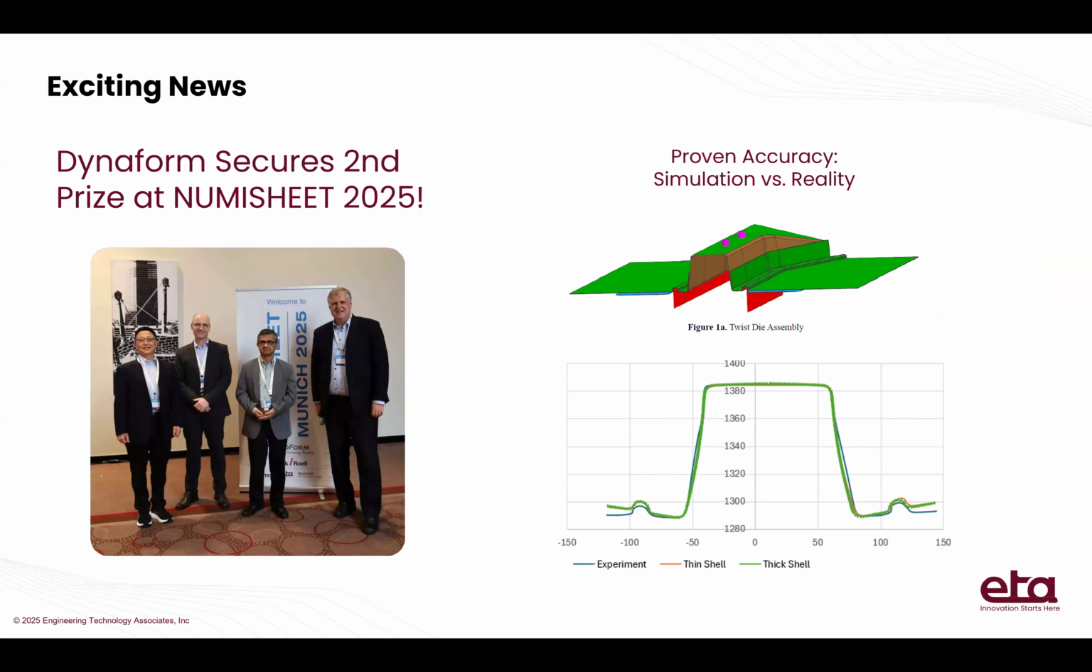Now let's share some exciting news from ETA in 2025. Actually, it's the last month, in July. Dynaform placed second in the Numisheet benchmark, confirming its simulation accuracy against the real tryout result.